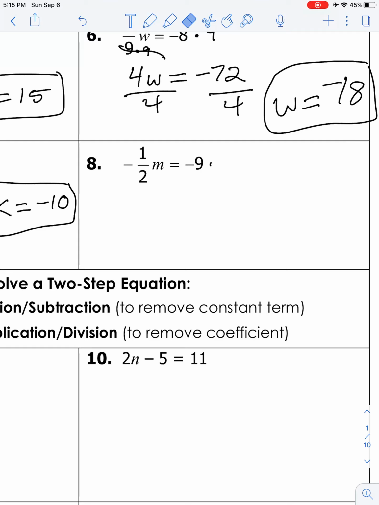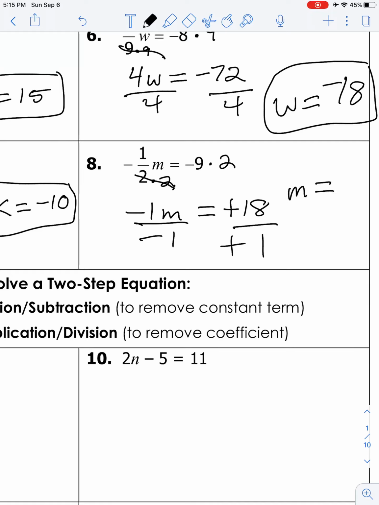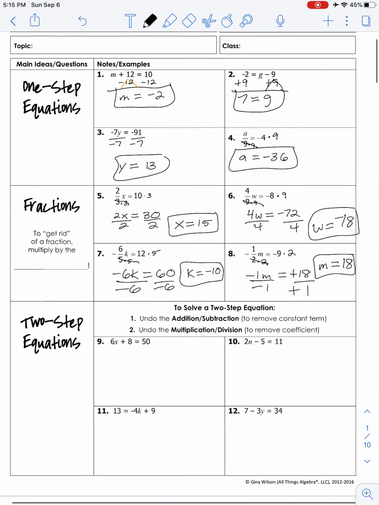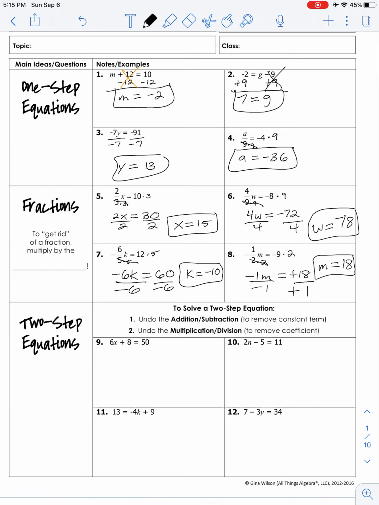Last problem. Again, we can multiply by the bottom number on each side, and that gets rid of the bottom number. So we have negative 1m equals negative 18. Divide by negative 1. Remember, a negative over a negative is actually a positive. 18 divided by 1 is 18. And there you have it. Okay, the notes for one-step equations.